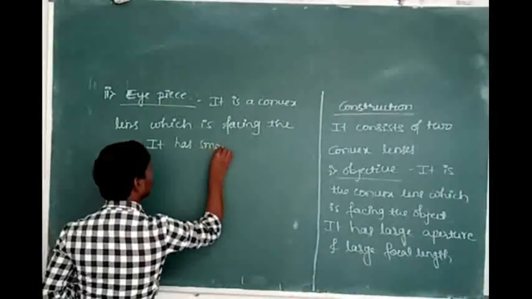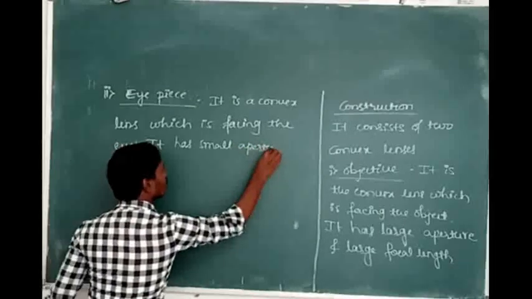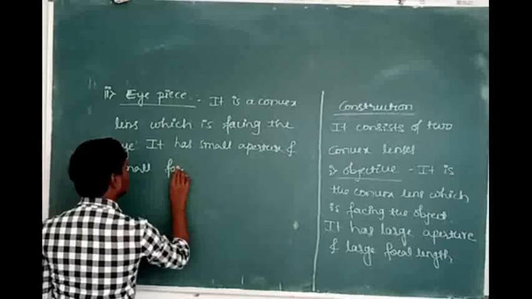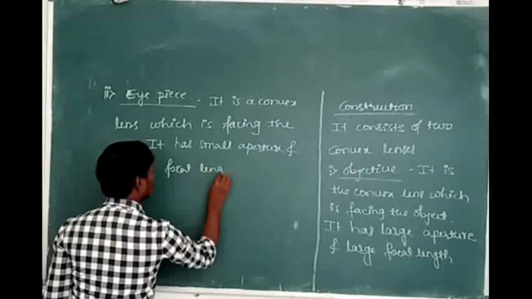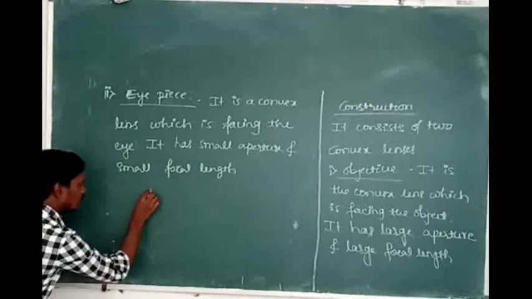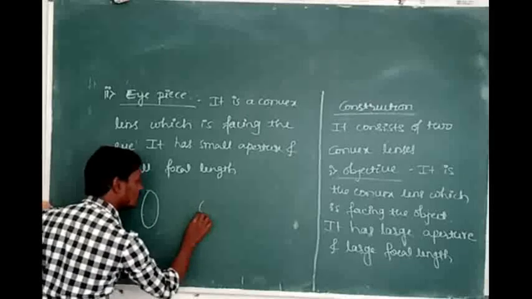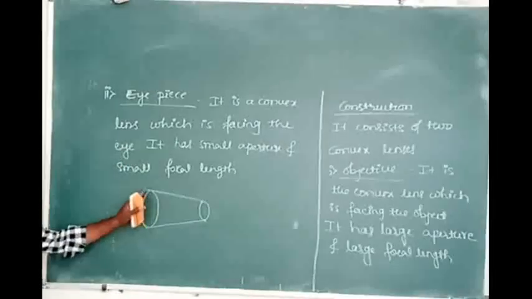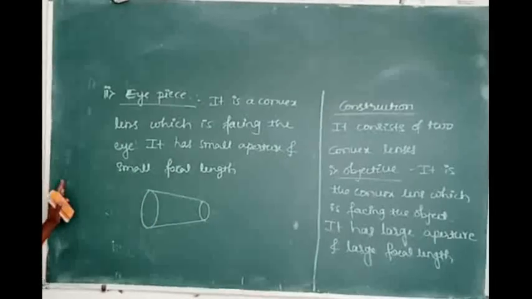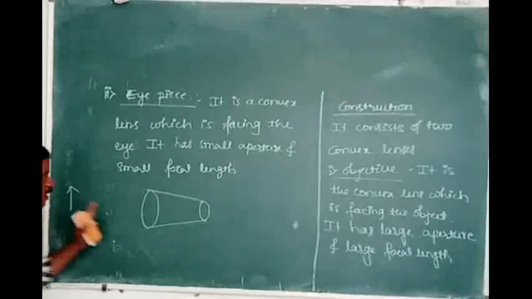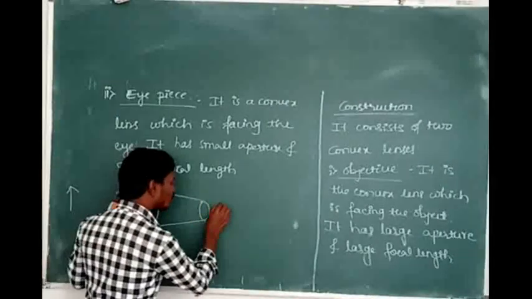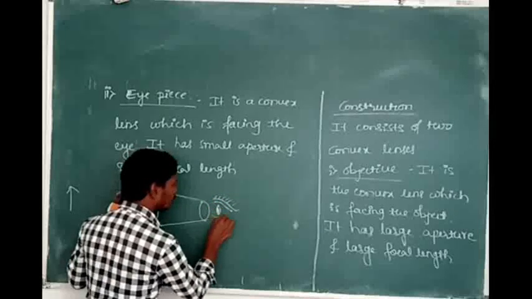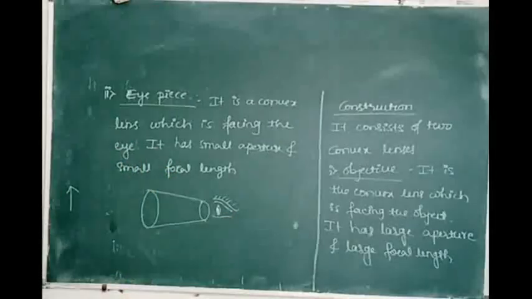It has small aperture and small focal length. So let us draw the schematic diagram for telescope. It is an objective lens and it is an eyepiece. Then it is the schematic diagram for telescope. This objective lens is facing towards the object. This object is at a large distance. And this eyepiece is facing the observer, means that is facing the eye. It is the schematic diagram for telescope.